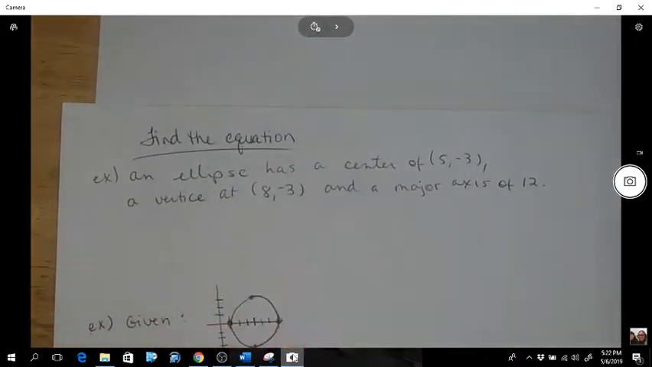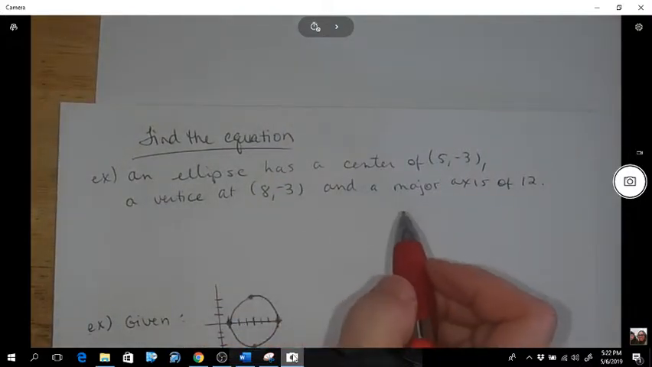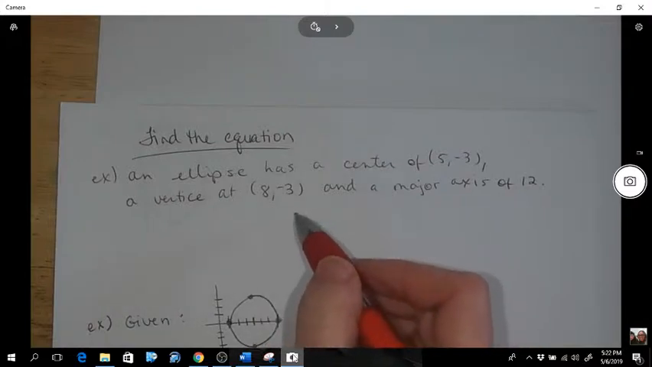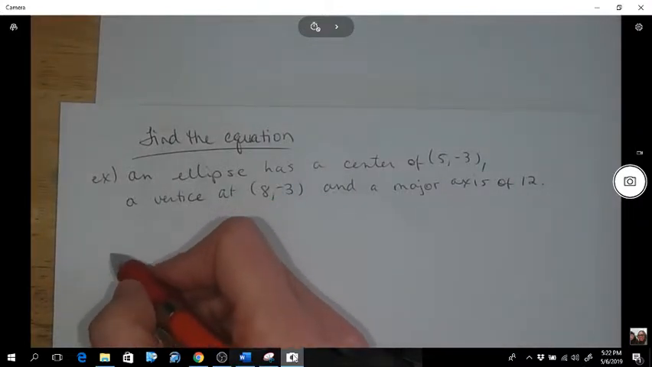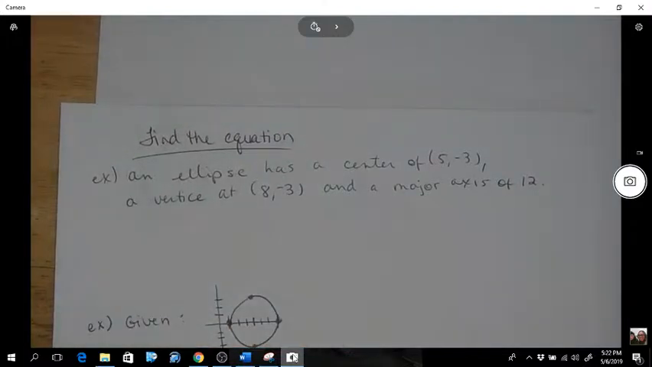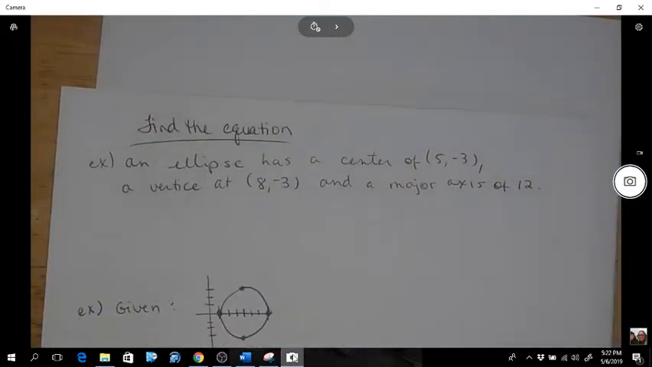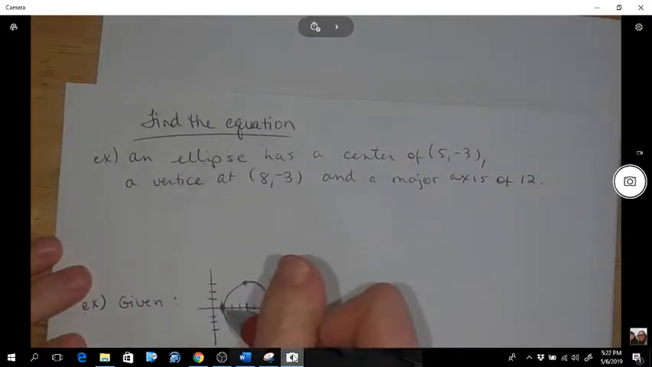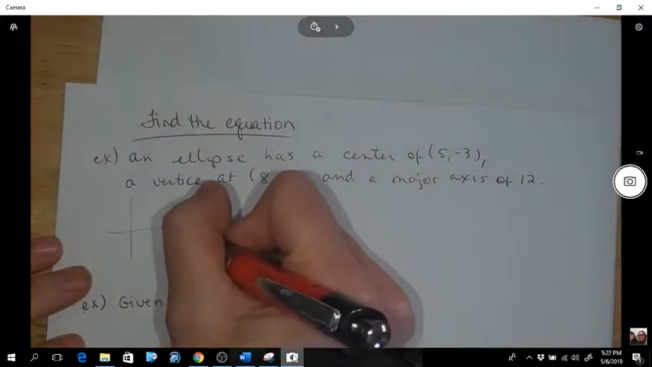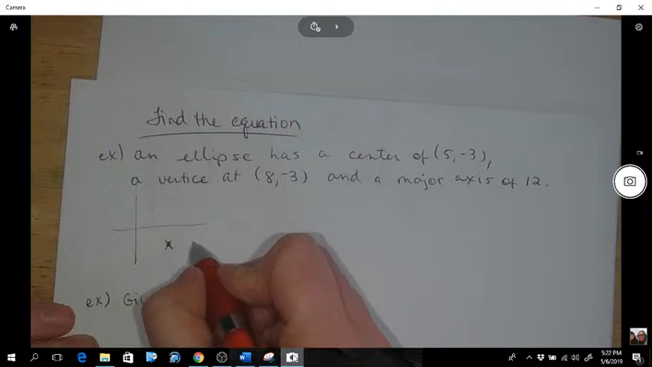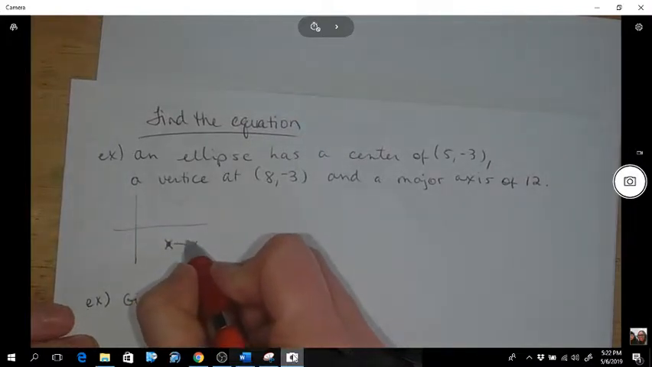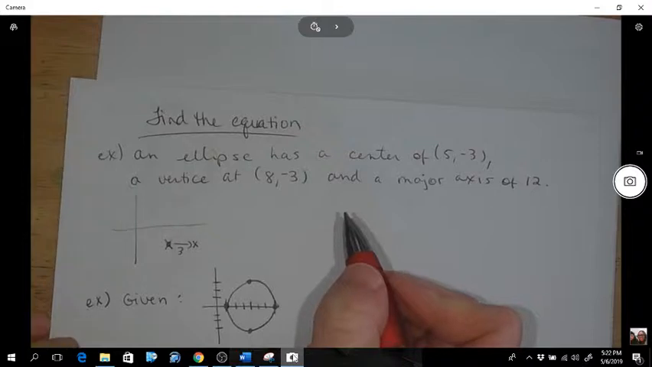Okay, I'm going to show you how to find an equation or analyze with given information. So first example, an ellipse has a center of (5, -3) and a vertex at (8, -3) and a major axis of 12. Okay, well I'm a visual learner, so I'm going to draw myself a little sketch. So (5, -3), so I'm over there as a center, right? And then (8, -3). So if that's the case, then that was 3 to the right.